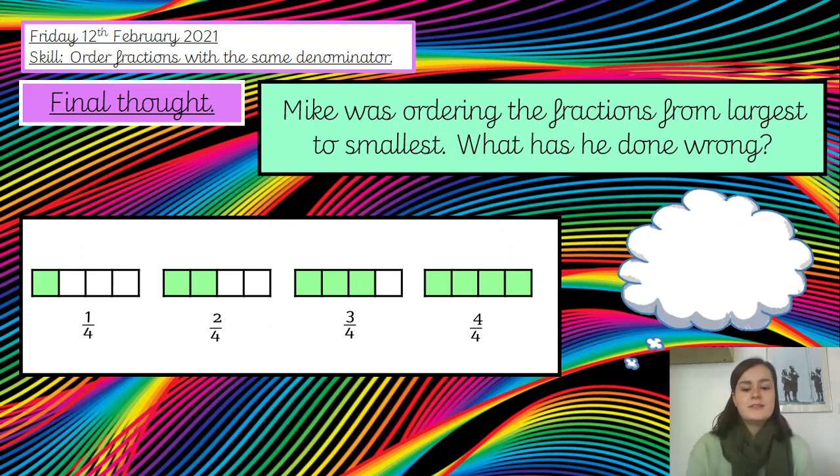Okay, so hopefully you have noticed that the largest fraction is 4/4 or 1/2, and it's at the end, isn't it? He's done it from smallest to largest instead of from largest to smallest, so he's just ordered it the wrong way around. So maybe take a minute now to double check your ordering in your task from today, just to double check you haven't made the same mistake as Mike. Well done if you spotted that.